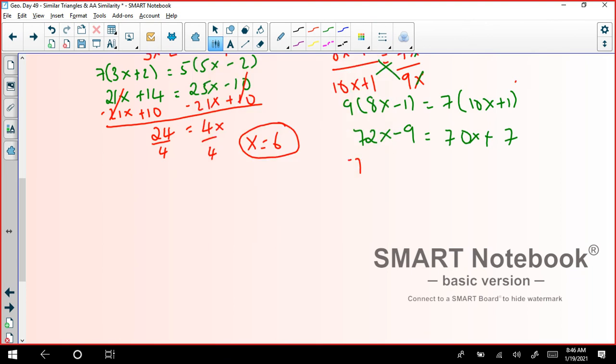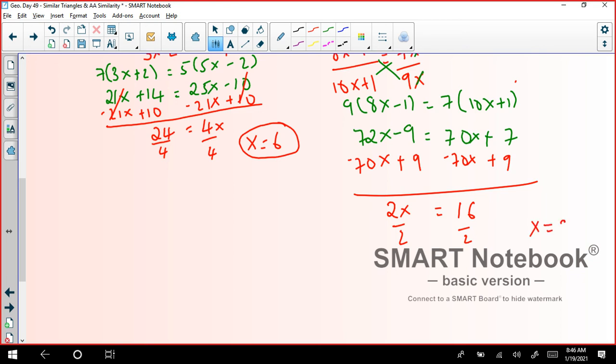subtract 70x from both sides and add 9 on both sides. 72 minus 70 gives us 2x and 7 plus 9 gives us 16. Dividing by 2 on both sides gives us x equals 8, which all of you had, and that's absolutely correct. Okay, let's move on to the next slide.